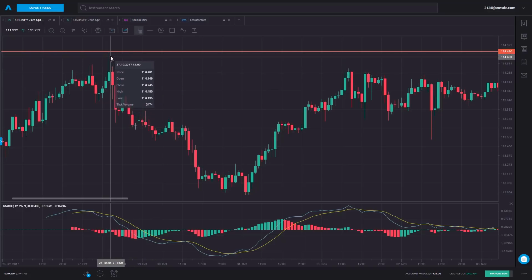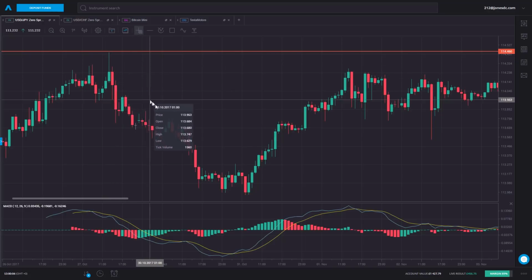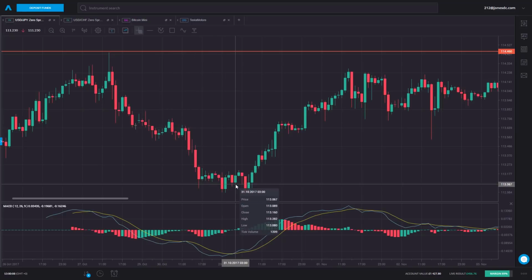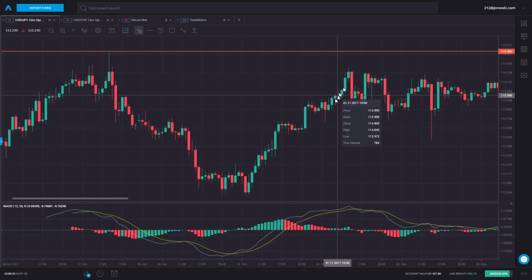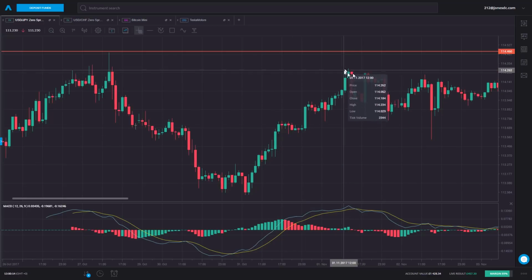Dollar yen rallies up to it on the 27th of October and sells off below 113. So we see a good 150 point move off that level. It moves back up to it again, which on its own is a sell signal. But let's just walk forwards and see if this level gets threatened.